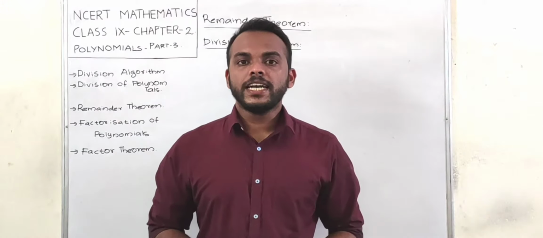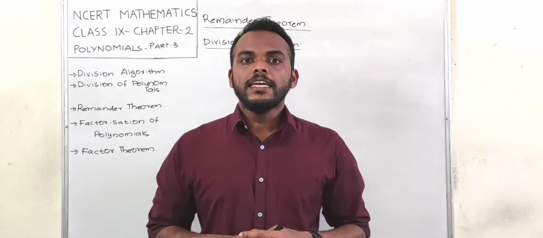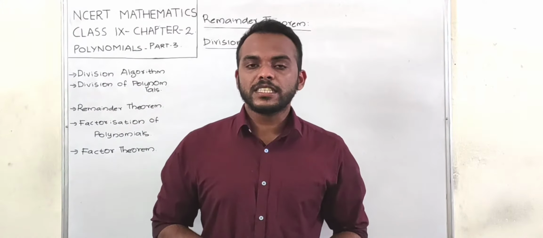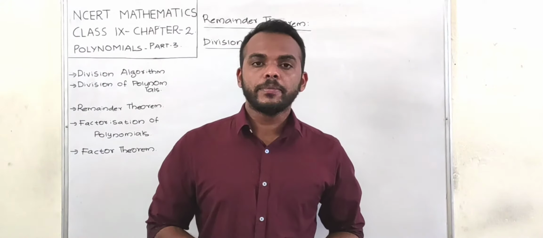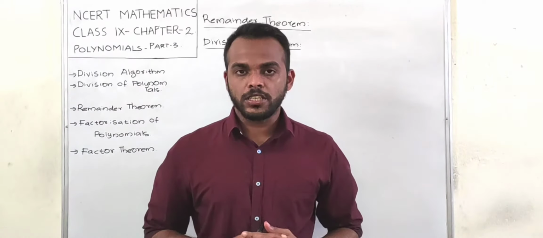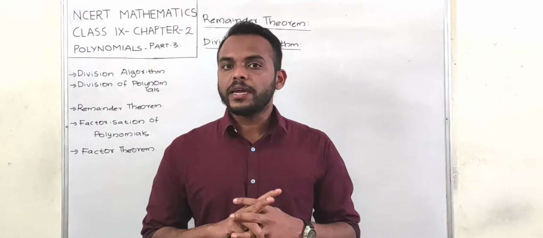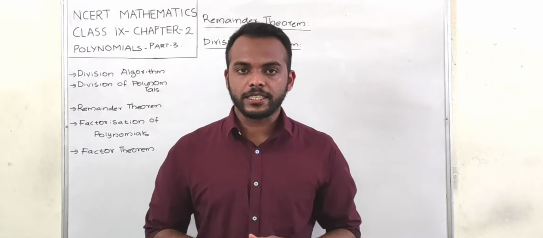In this chapter, we are going to see the third part of our chapter number 2, polynomials. In the last two chapters, we were discussing polynomials, the types of polynomials, how polynomials can be classified, and the features regarding polynomials. Now, in this session, we are going to learn two important theorems called the remainder theorem and the factor theorem.